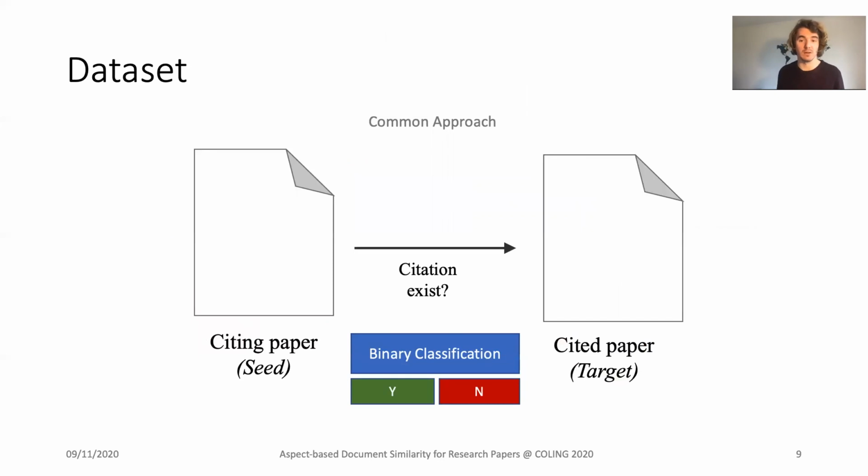So in the context of research papers, one common approach is to use citations as training signals, so also as training data. The intuition is that when two papers are connected through a citation, you can assume that the two papers are similar. For the classification task, this would correspond to a binary classification. So the question would be, does a citation exist? Yes or no, similar or dissimilar.